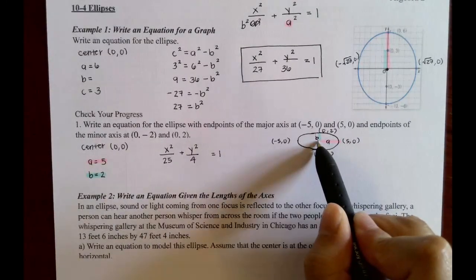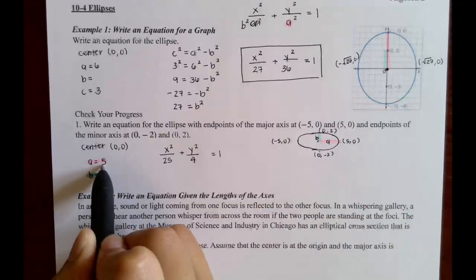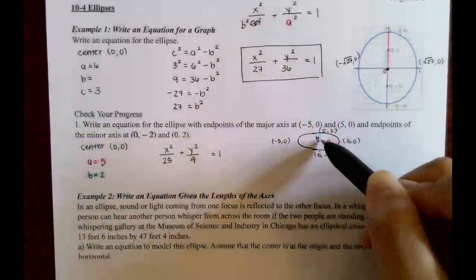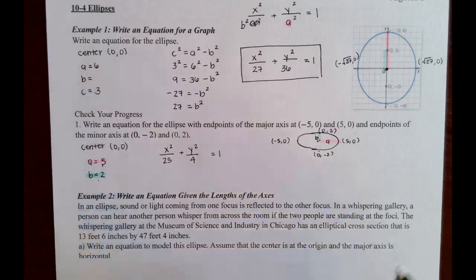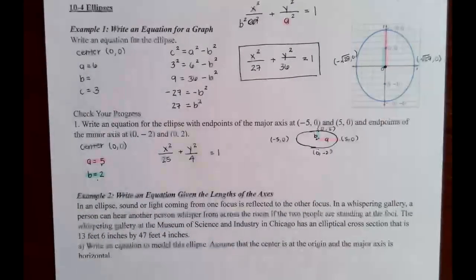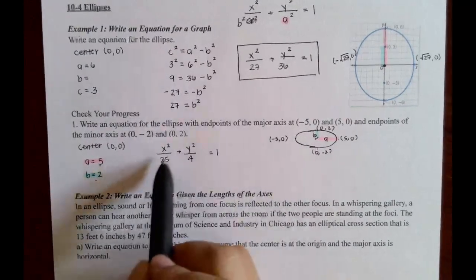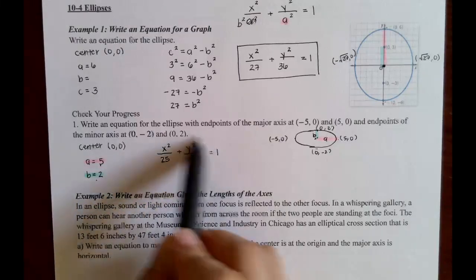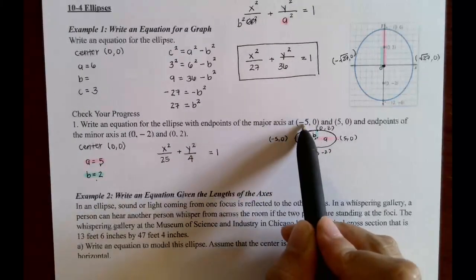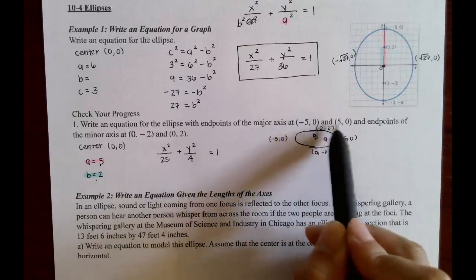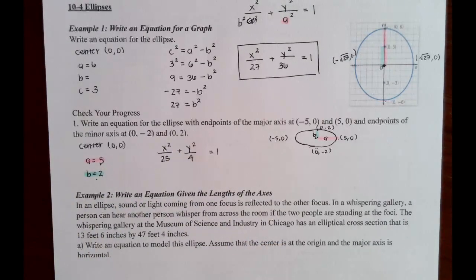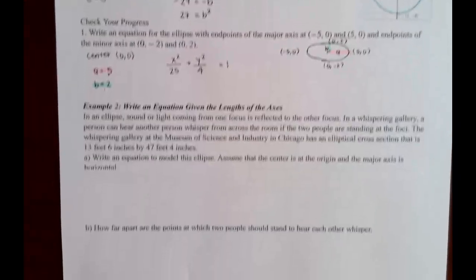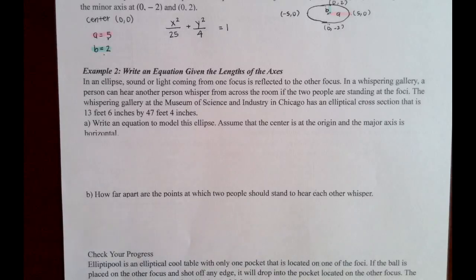Okay. And then so from 0, 0 to 5, 0, it's a change of 5. So A is 5. From 0, 0 to 0, 2 or 0, negative 2, the B is 2. Okay. In this case, I don't need to worry about the foci unless I was graphing it. Okay. And so then that's how I get this. Right, based on how it's oriented, what changes, based on the major axis or minor axis, that tells me which letter it goes under. There we go. Okay, so now moving on to example 2.